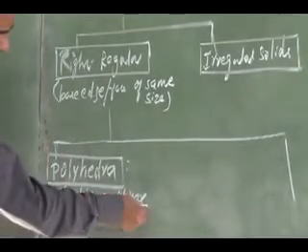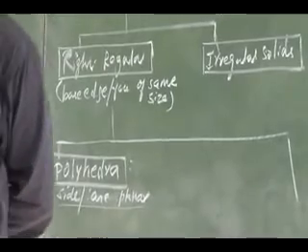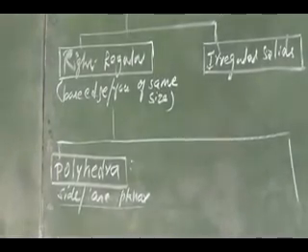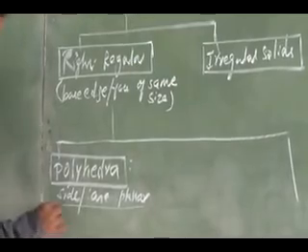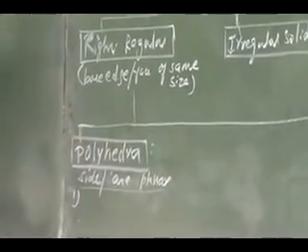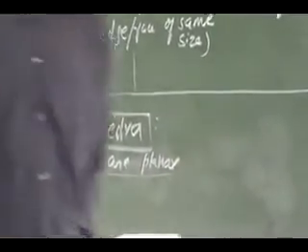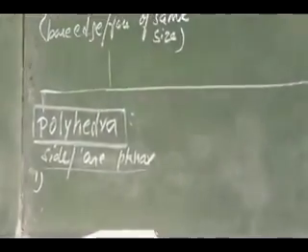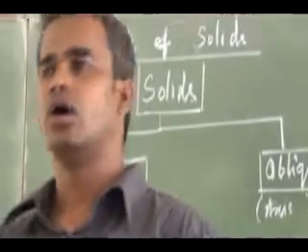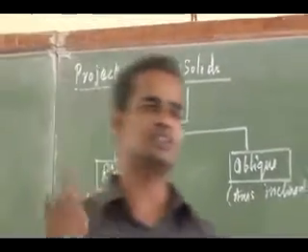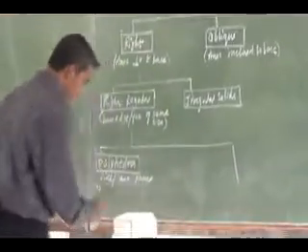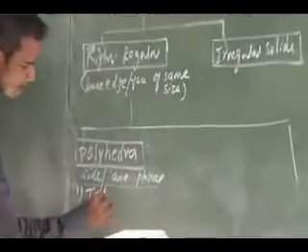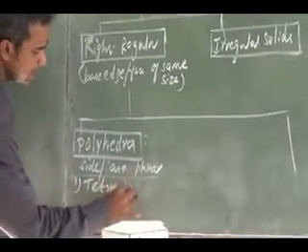Generally, polyhedra can be regular polyhedra and other polyhedra. In regular polyhedra, I have different polyhedra. The cube is nothing but a regular polyhedra. It has square faces. How many square faces? It has 6. So similarly, I have the tetrahedra.